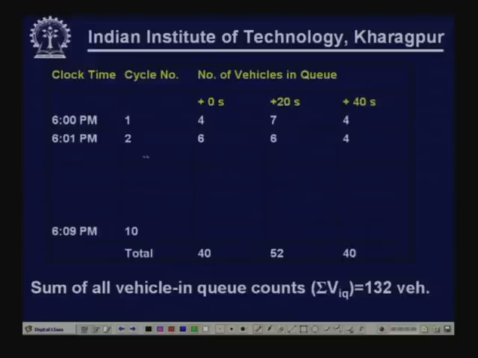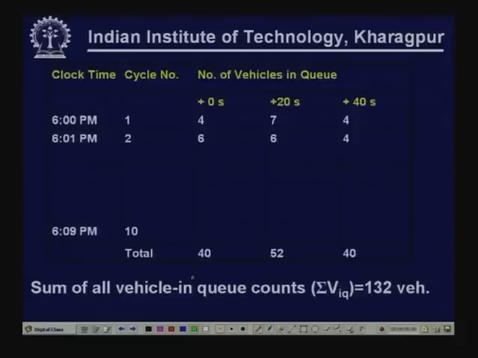So, you can see here the number of vehicles in queue have been recorded at 0 seconds, plus 20 seconds, plus 40 seconds for all these 10 cycles. So, here the sum of all vehicle in queue counts is nothing but the sum of all vehicles which are observed.